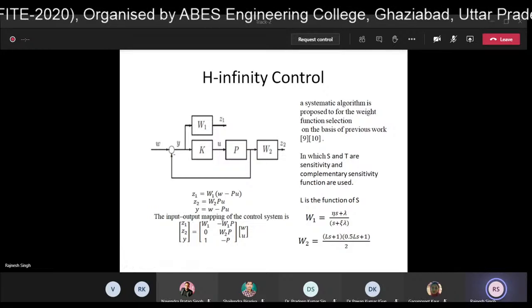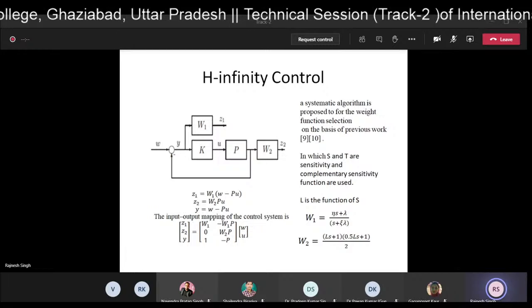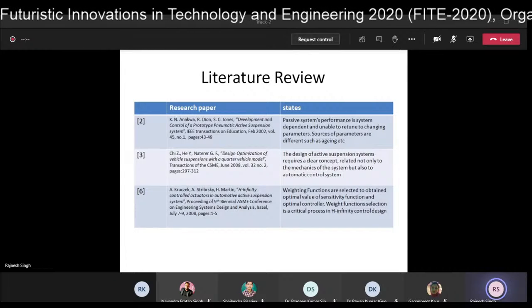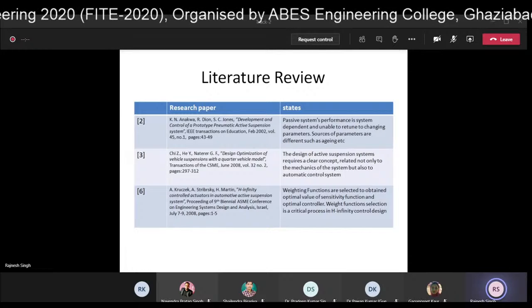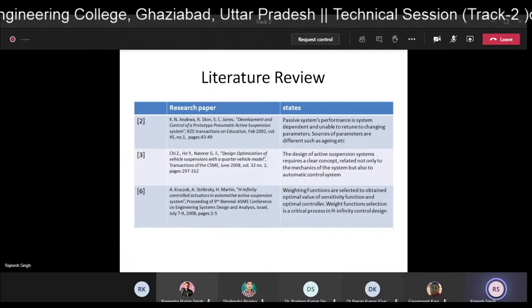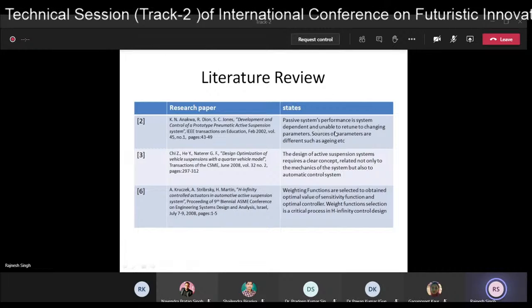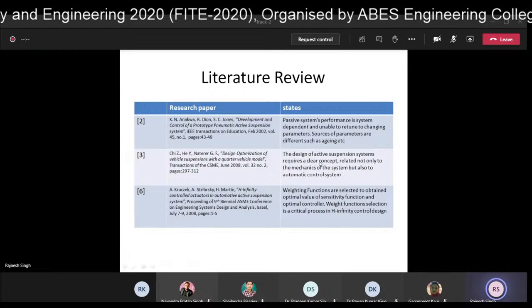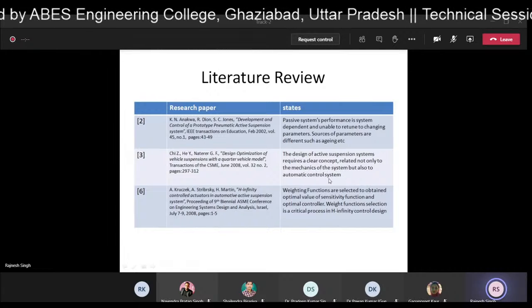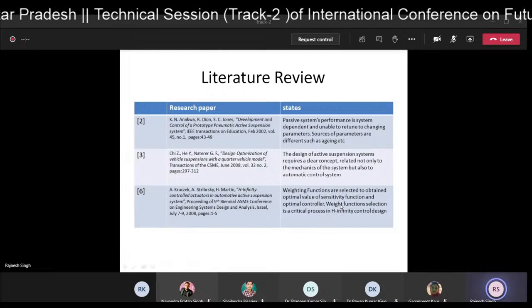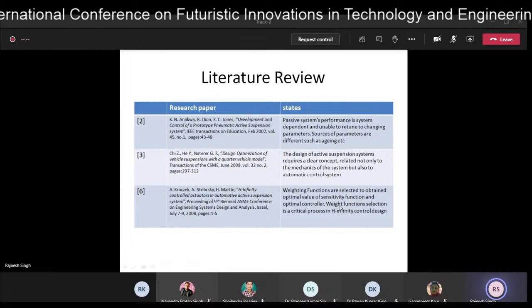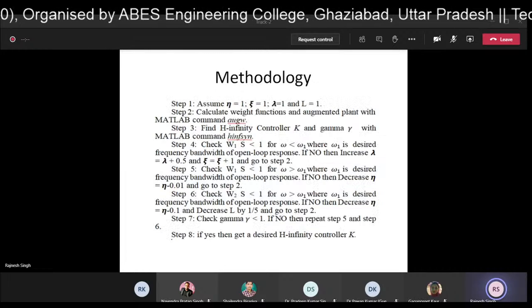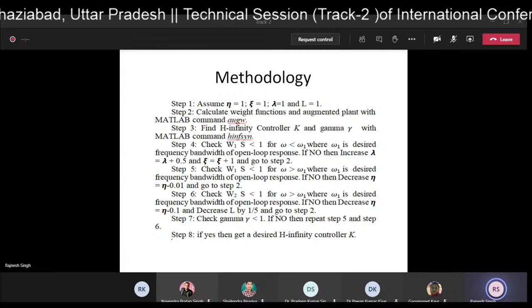I compared these two terms, sensitivity and weighted functions. Out of many research papers, I included these three in the literature review, one of which says that the passive system takes more time. For designing the controller, it is not only the concept of mechanics but also the control system area, and selecting the proper weight function is also a critical process. So this is the methodology I used.